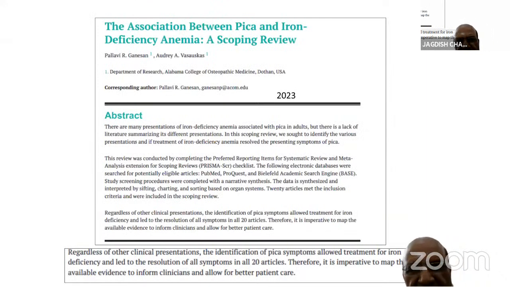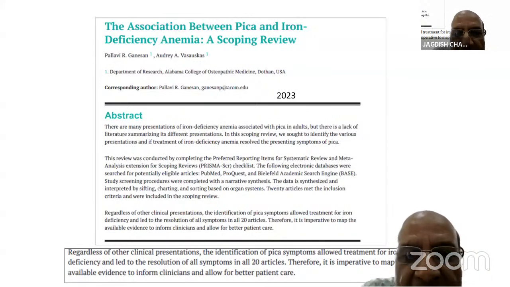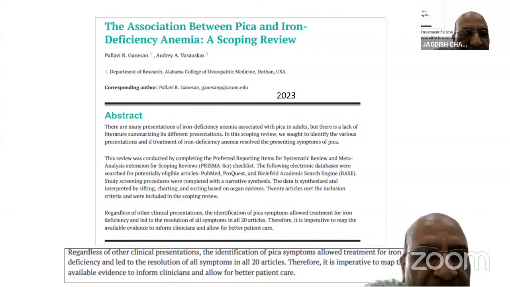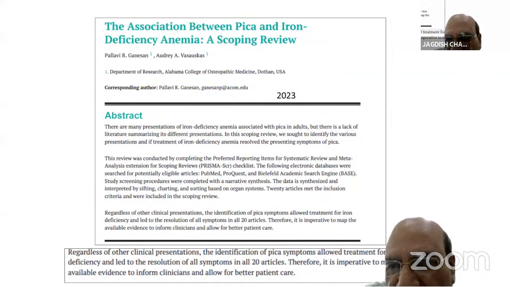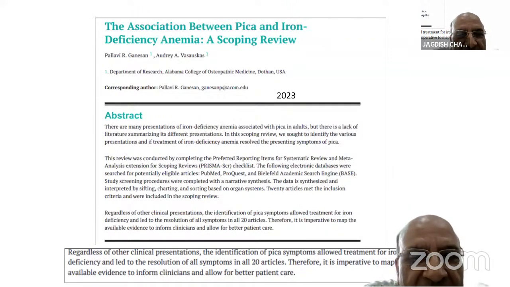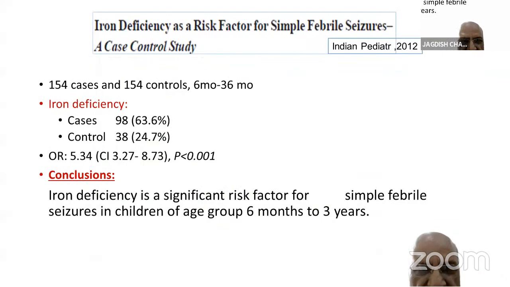And just about a month back, this scoping review appeared, which showed that regardless of other clinical presentations, the identification of pica symptoms allowed treatment for iron deficiency and led to the resolution of all symptoms in all 20 articles they were looking at on the association between pica and iron deficiency. Therefore, it is imperative to map the available evidence to inform clinicians and allow for better patient care. These were just to highlight important features like pica and breath holding spells.